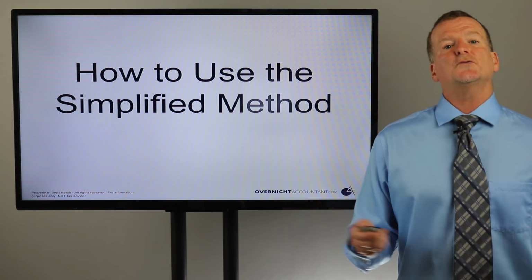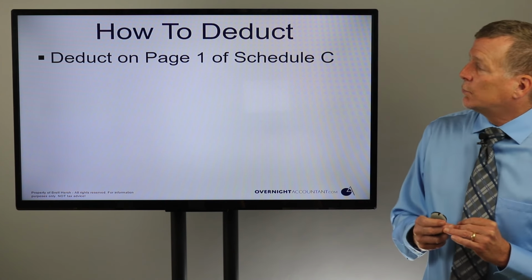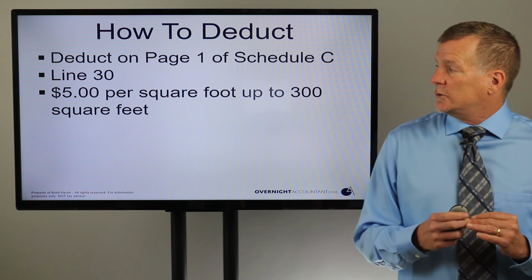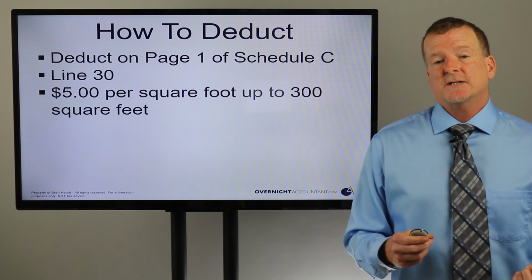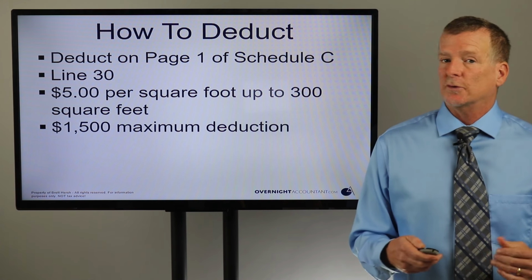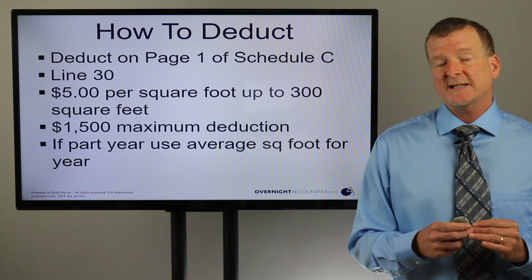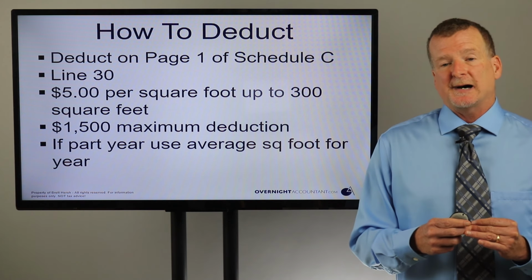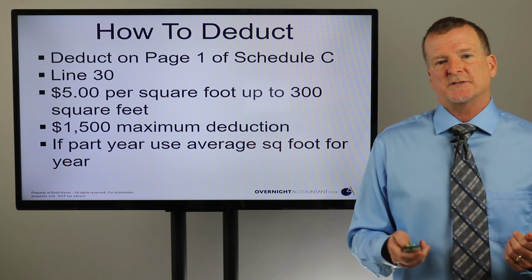All right, how to use the simplified method? Well, you're going to deduct on page 1 of your Schedule C. It's going to be on line 30. You get $5 per square foot up to 300 square feet, so up to a $1,500 deduction. That's your maximum. Still not too bad based on the square footage of your office. A lot of times we find that does go along with using the actual cost method. Depending on the situation, a lot of times it's close.